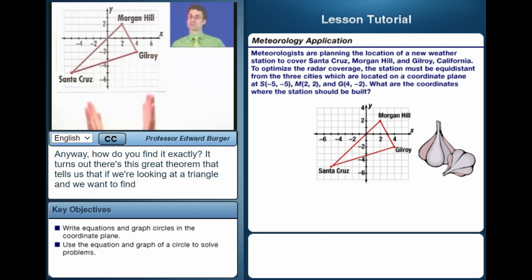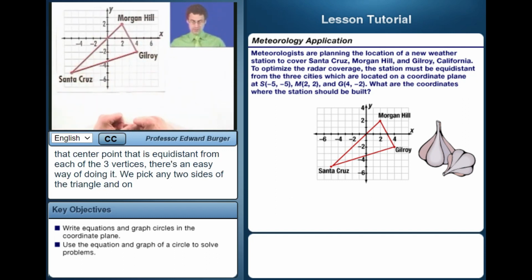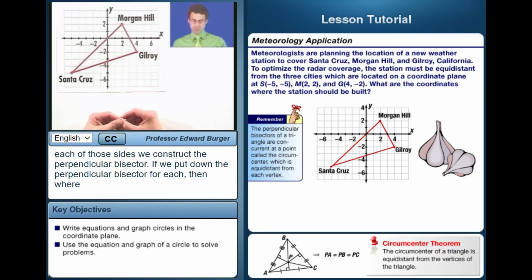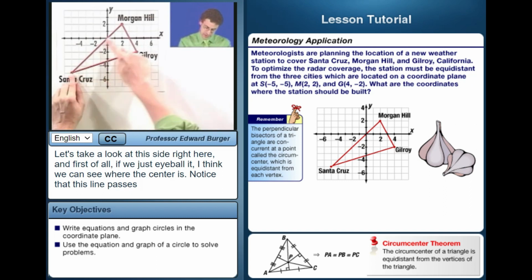Well, it turns out there's a great theorem that tells us that if we're looking at a triangle and we want to find the center point that is equidistant from each of the three vertices, there's an easy way of doing it. We pick any two sides of the triangle, and on each of those sides, we construct the perpendicular bisector. Where those perpendicular bisectors intersect will be the point that is equidistant from each of the vertices. So let's begin. Let's take a look at this side right here.